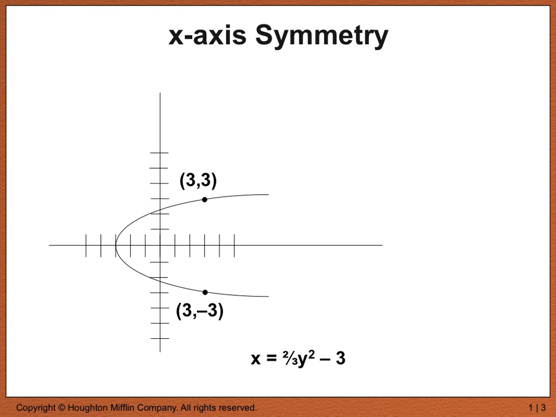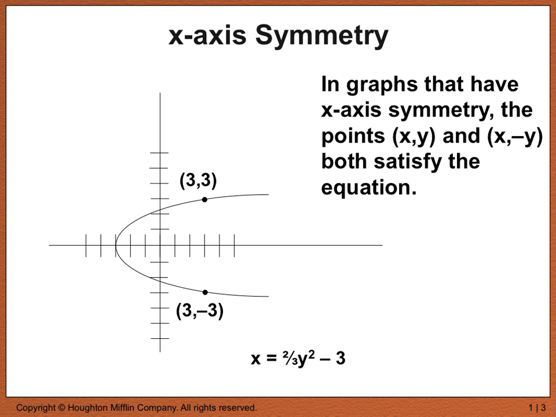Now let's talk about x-axis symmetry. With x-axis symmetry, the x-axis is acting as the mirror. In graphs that have x-axis symmetry, the points (x, y) and (x, -y) both satisfy the equation. So we look at these points here. I've got the points (3, 3) and (3, -3). They only differ in the sign of their y-coordinate.